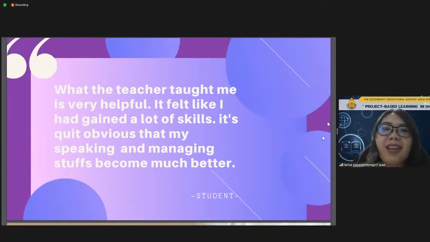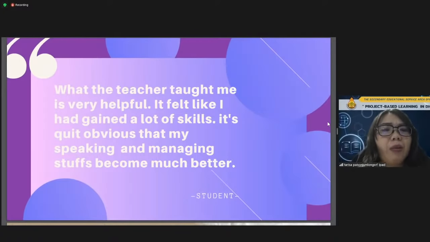I will start with a quote. Actually, it's a real impact inspiration for me that comes from my student. One of my students, who has already graduated and gone to university, said to me once that what you taught me is very helpful. He felt like he gained a lot of skills from doing the project at that time. His speaking skill, his managing skill, and his technology skill became much better.